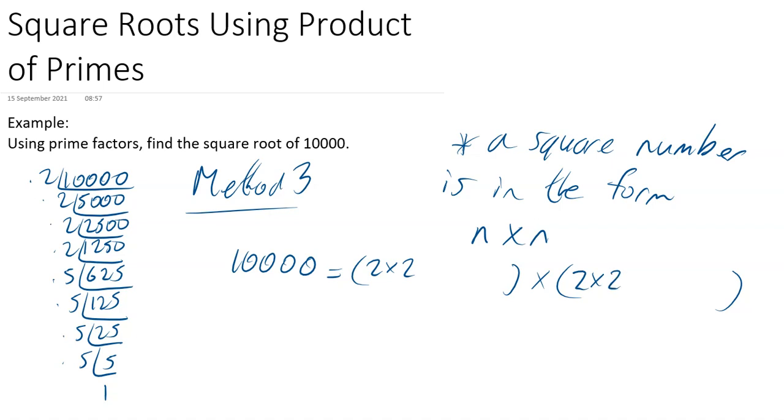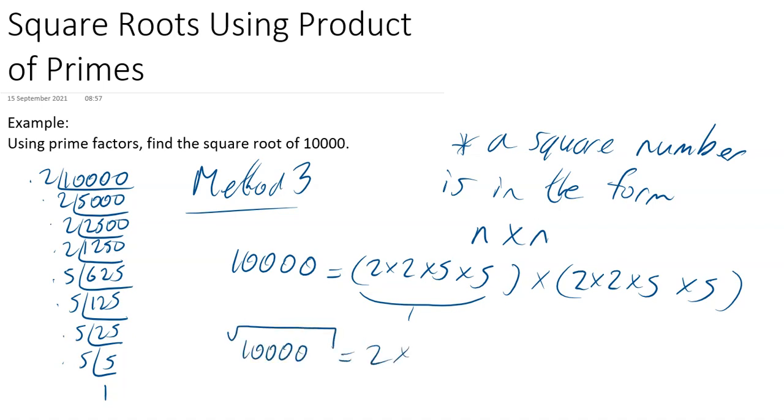Then we're onto our 5's. One of our 5's can go in the first bracket, then to balance it out, the other 5 can go in the next bracket. So we're onto our third 5 now. It goes into the first bracket, and our last 5, our fourth 5, can go into this bracket. So that means this bit, whatever this is, is the square root of 10,000. So your square root of 10,000 is just equal to 2 times 2 times 5 times 5. And again, in this case, that's 4 times 25, which is 100.